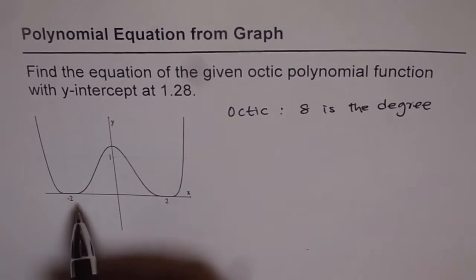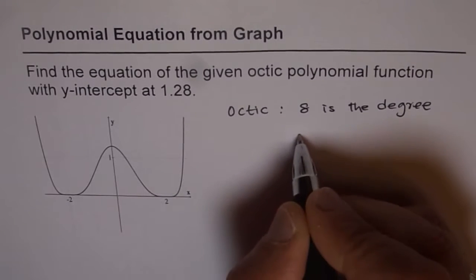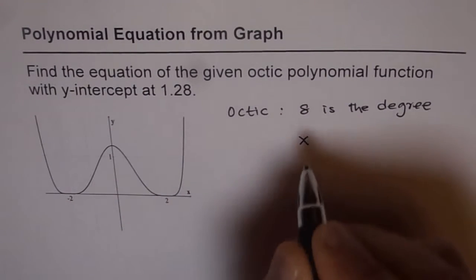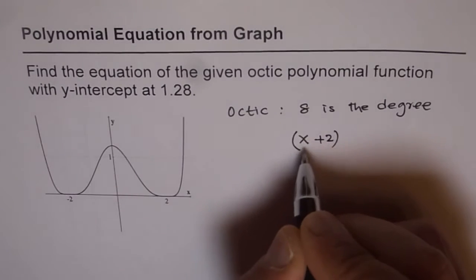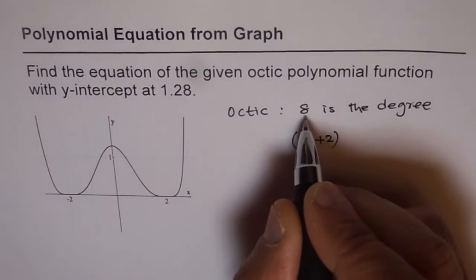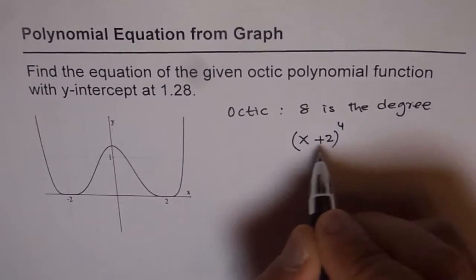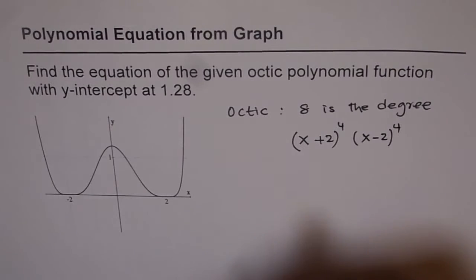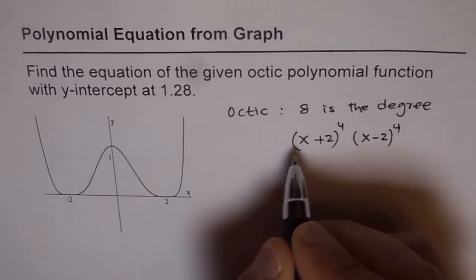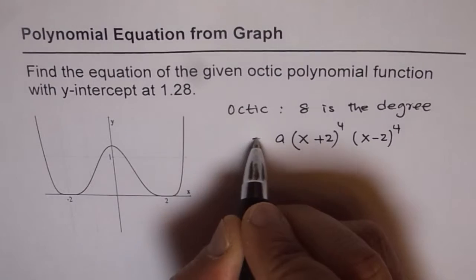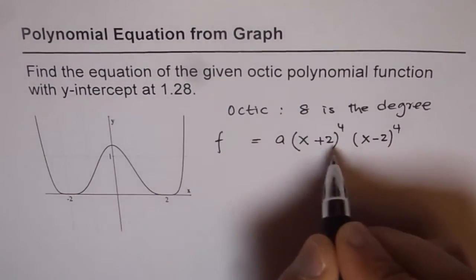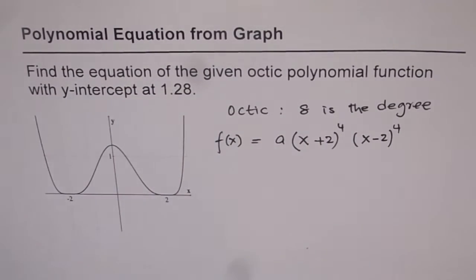Now as you can see, there are two zeros here, and the zeros are kind of very flat. So we can write those zeros as, one is at -2, the other one is at +2. So the -2 is x plus 2, and since it is octic, the total degree is 8, so we can distribute 4 to each. So we have two zeros of degree 4. And when we are trying to find the equation, basically we are trying to find this value of a, which will be representing this particular graph along with these two factors. So that becomes our function.